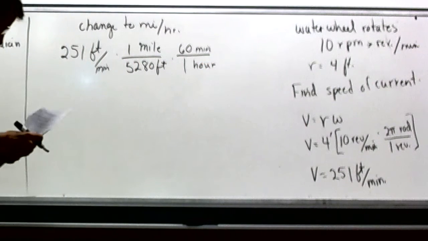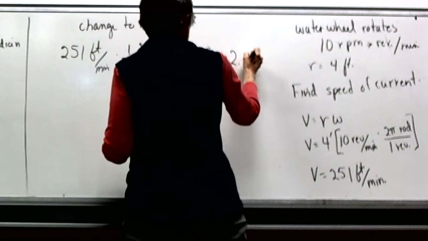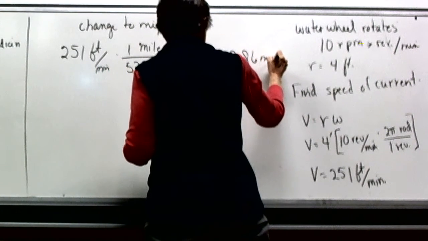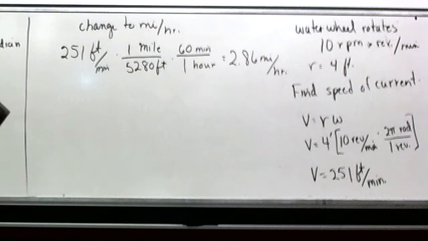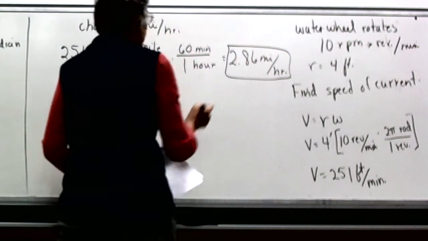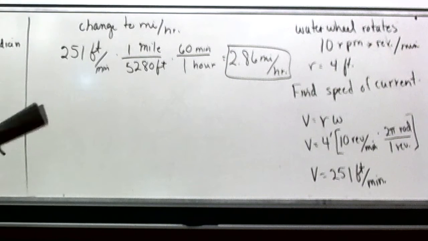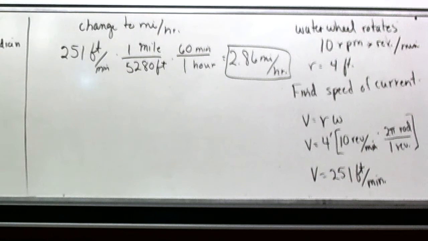And again, plugging those numbers into my calculator, I come out with 2.86 miles per hour. But that's simply a unit change from feet per minute to miles per hour. So our second answer, 2.86 miles per hour. The last problem that we want to do is an area problem for the segment of a circle.